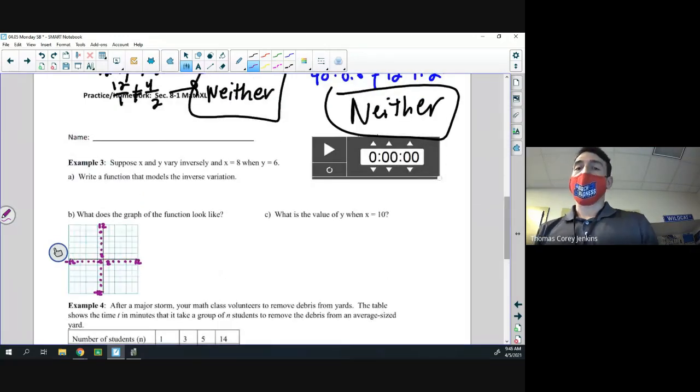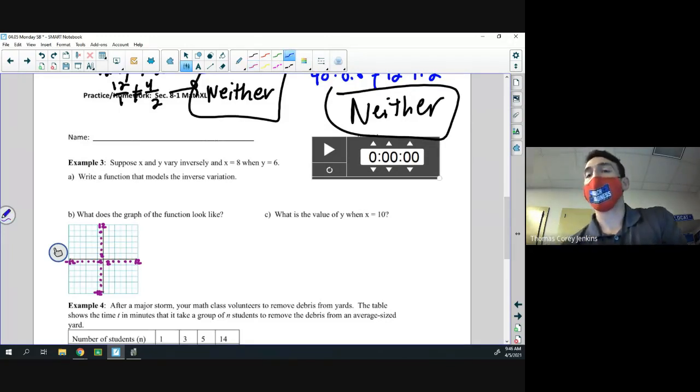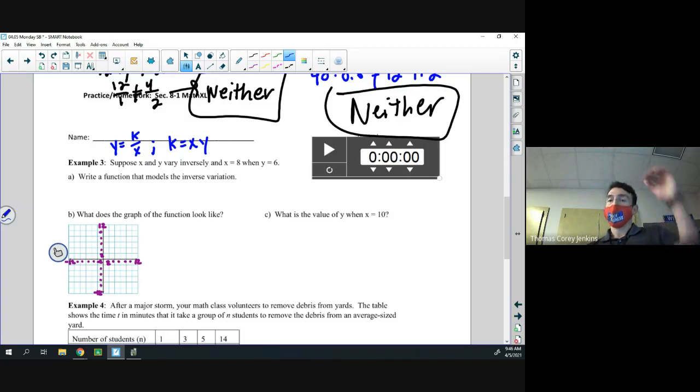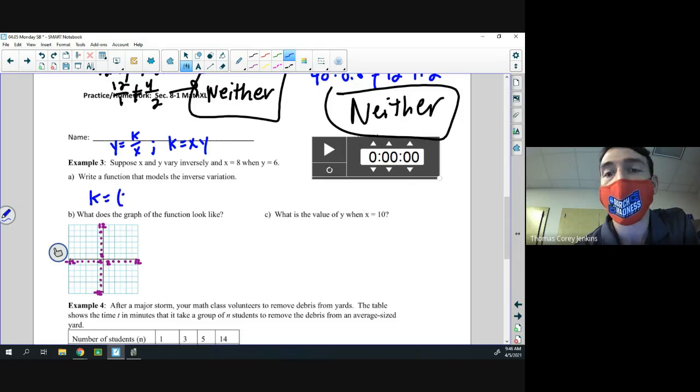All right, so skipping ahead a little bit. What it says is suppose x and y vary inversely. Immediately we think y equals k over x, and also k equals x times y. So part A, write a function that models the inverse variation. They give me x and y, so the first thing we do is find k. k is equal to 8 times 6, or 48.